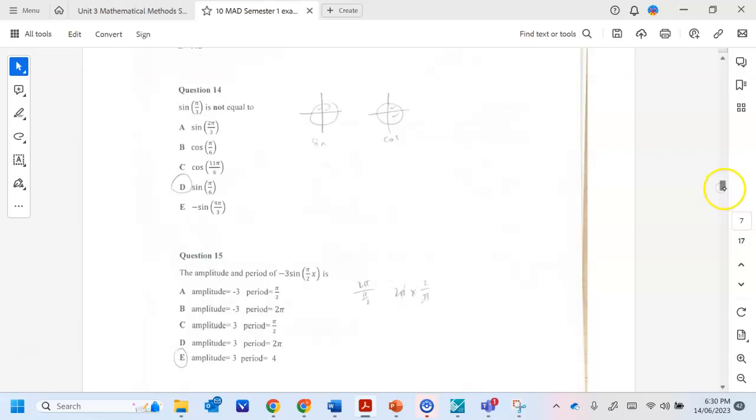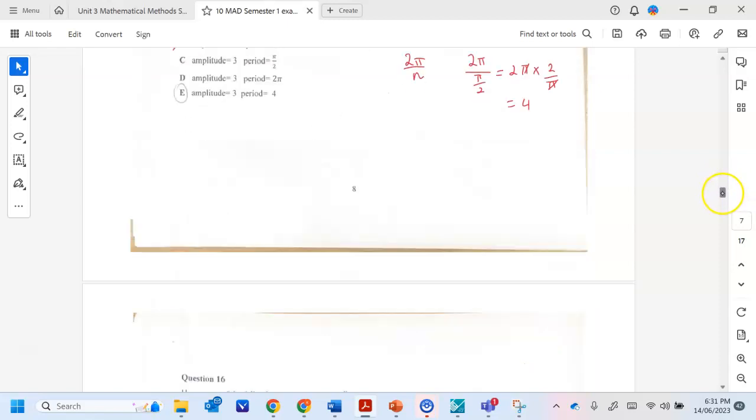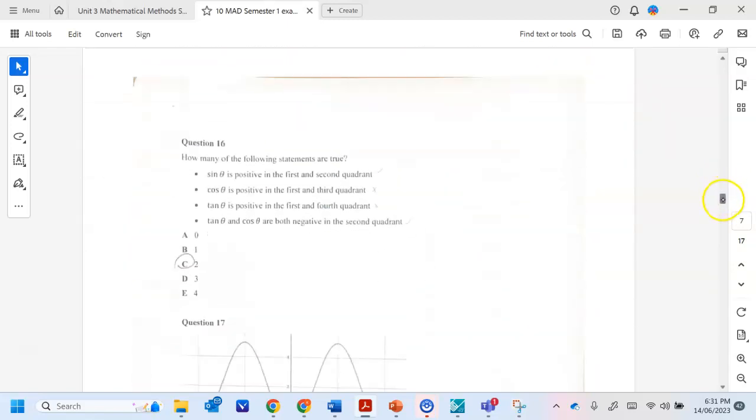All right, question 15, the amplitude and period. Remember your amplitude is always positive, so that's 3, so we can get rid of A and B. Then your period is 2 pi over n, where n is the number in front of x. So we're going to be doing 2 pi over 2, which is the same as 2 pi times its reciprocal, so 2 on pi. Those pi's cancel, and then we get a period of 4. Again, you could just type all that into your calculator. You don't have to do that by hand.